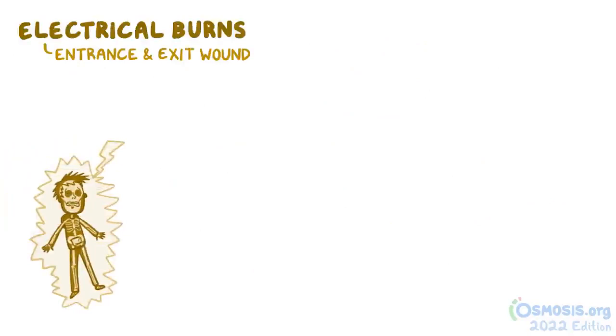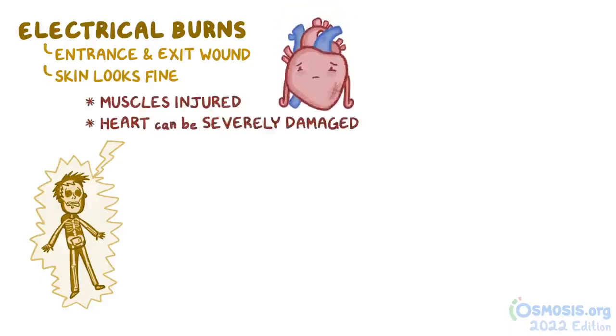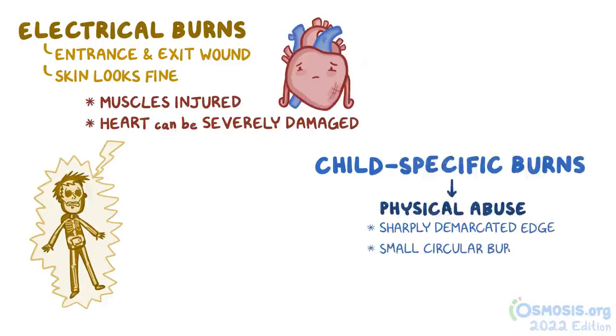Due to their strength and velocity, electrical burns have an entrance and an exit wound, similar to a gunshot, but aside from that, the skin actually looks fine. However, internally, the muscles are injured, and even the heart can be severely damaged, so don't let normal skin fool you. Sadly, in children, specific burn patterns raise suspicions for physical abuse. These include burns with a sharply demarcated edge, smaller circular burns matching a cigarette tip, or burns in the perineal region matching a pattern that could only be explained if the child was dipped into scalding water.